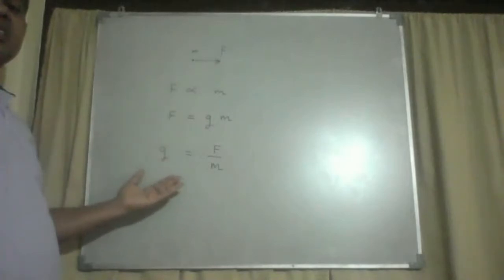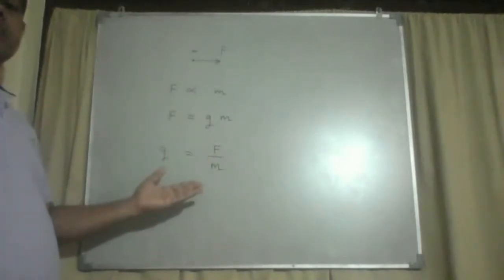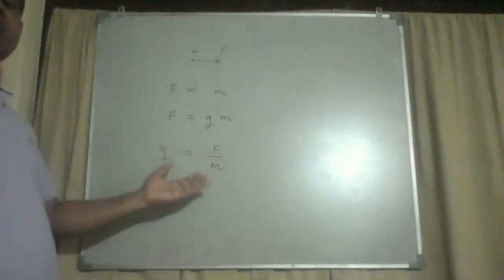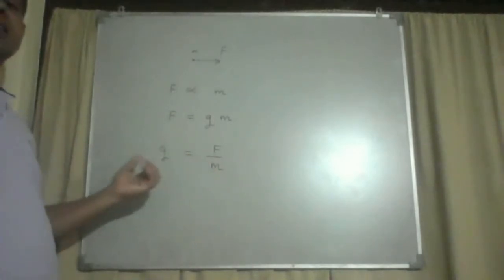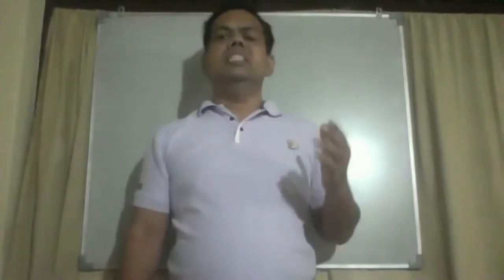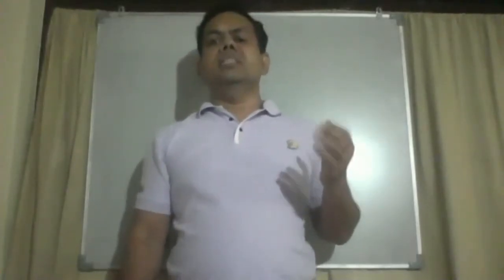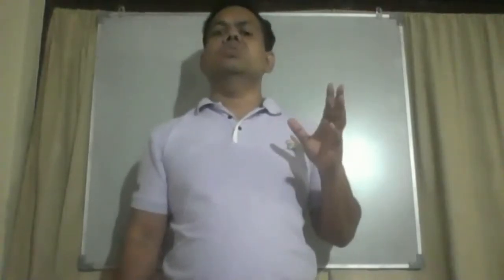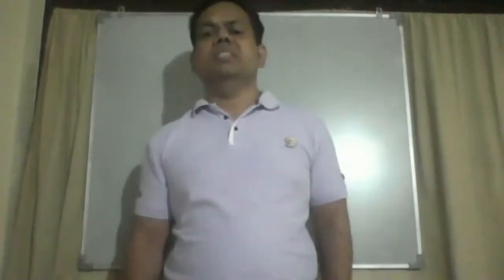If we make g the subject, g equals F over m, therefore SI units of g is newtons per kilogram, and dimensions of g will be LT minus 2. Gravitational field intensity g can be defined as the force per unit mass due to gravitational field.